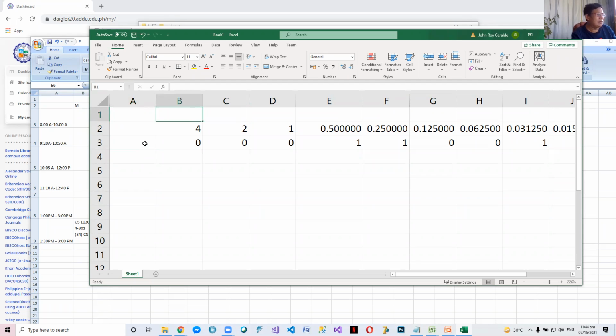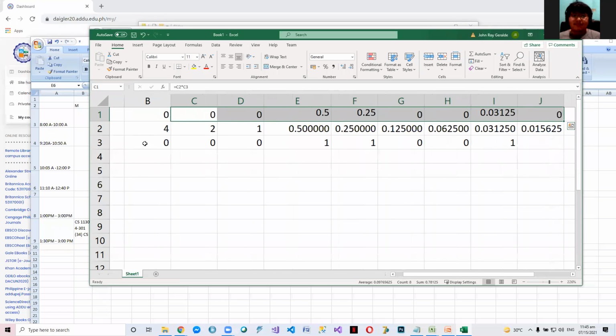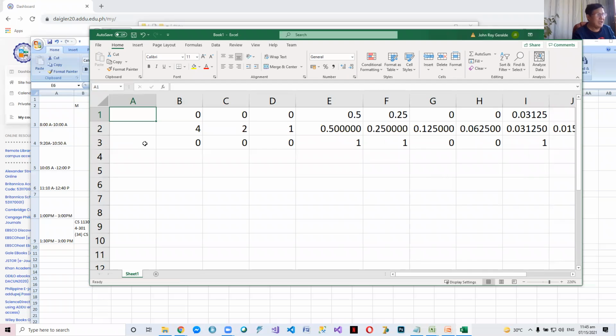What's the place value here? Equals this times that. Yan ang value niya, di ba? All of this. Yan yung mga place value niya. Right? Isum natin. Yeah. Isum natin ito ngayon. Okay.